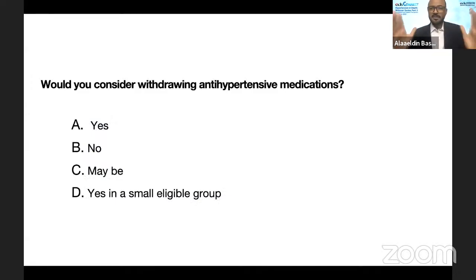So this is my last slide. It's another polling question. After what I commented on drug withdrawal, I'd like to ask you, would you still consider withdrawing antihypertensive medications in your patients? Is it yes, no, maybe, or yes, you will consider it in a small group of eligible patients? Now you can vote and you have 15 seconds.